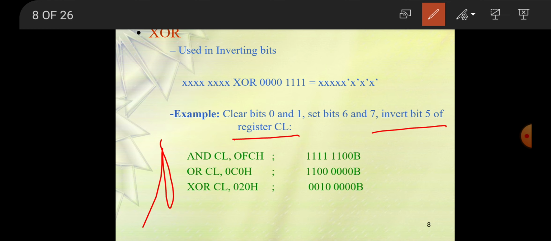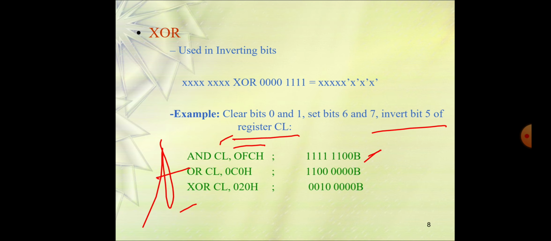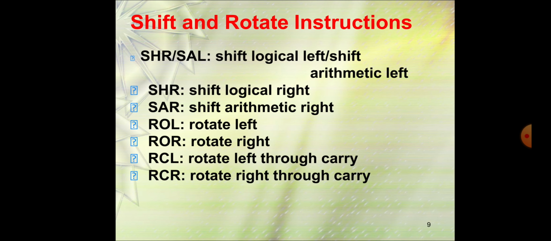So whatever the value in CL will be ANDed with 0FCH. The 0FCH hexadecimal number will be ANDed with the CL, so the result will be generated in binary. Similarly, it will happen with the OR, even with the XOR. Okay, so this is very simple. Logical operations can be performed.